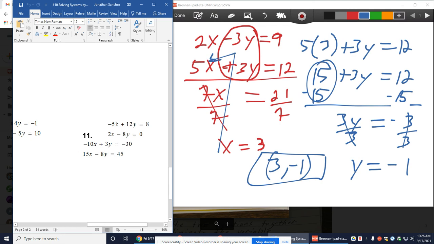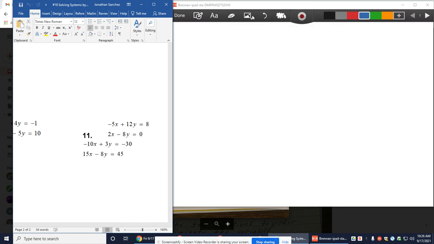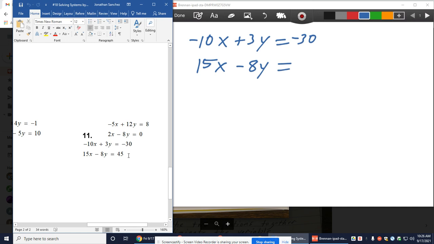I don't know what happened to my paper right here. I think the format changed, and so it's all messed up. But you should have the same numbers for 12 right there. So I got negative 10x plus 3y equals negative 30. Okay, this is what I would like to work with. 15x minus 8y equals 45.